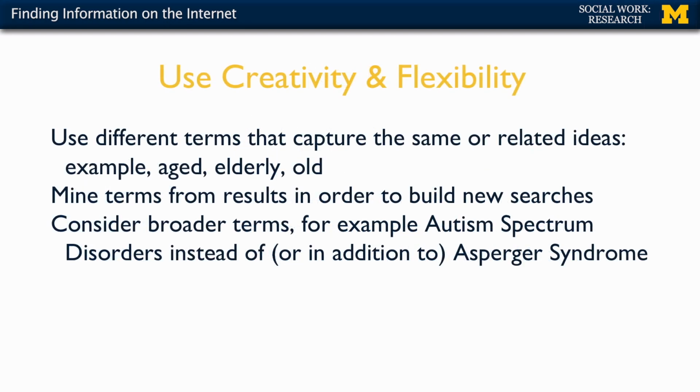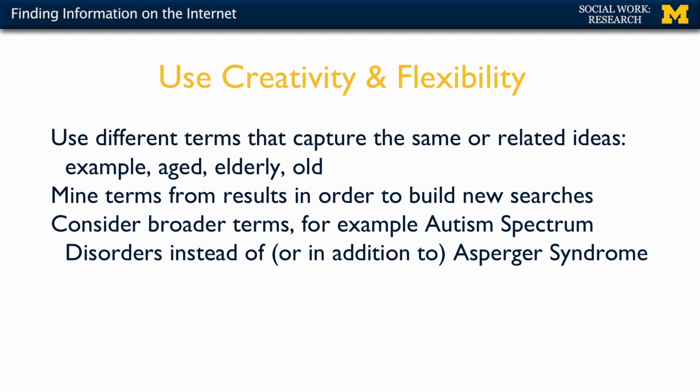As you proceed through your search, think about the different terms that capture the same or related ideas. For example, elderly, aged, and old can capture the idea of the population that is perhaps over 70. As you look at your results, look at what terms they're using. Think about the language that is reflected in the resource that you're working with. Perhaps you can come up with new search strings that would give you more precise results again.